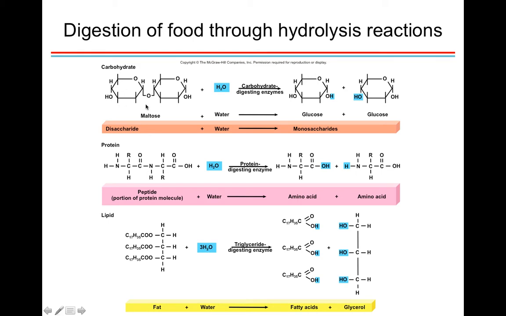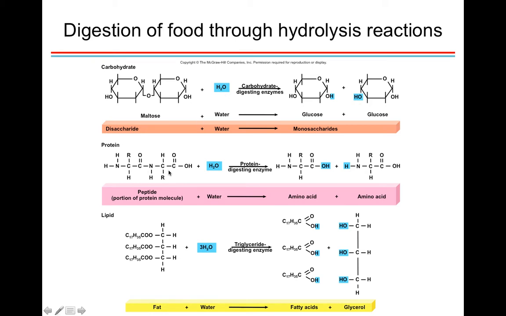On the top we have the hydrolysis reaction breaking down a disaccharide to two monosaccharides. So in this case it's maltose to two glucose molecules. And we can see the H and OH from the water that had been added.